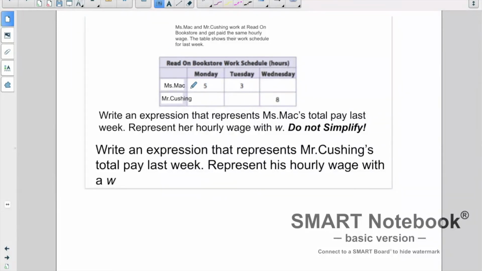Okay, so let's create an expression for Miss Mac's hourly pay. So her first day, she worked on Monday, she worked 5W. And then the second day, she worked 3W. So then the expression would be 5W plus 3W. Now let's write an expression that represents Mr. Cushing's total pay and represent his hourly wage with a W. So Wednesday, he worked 8W.